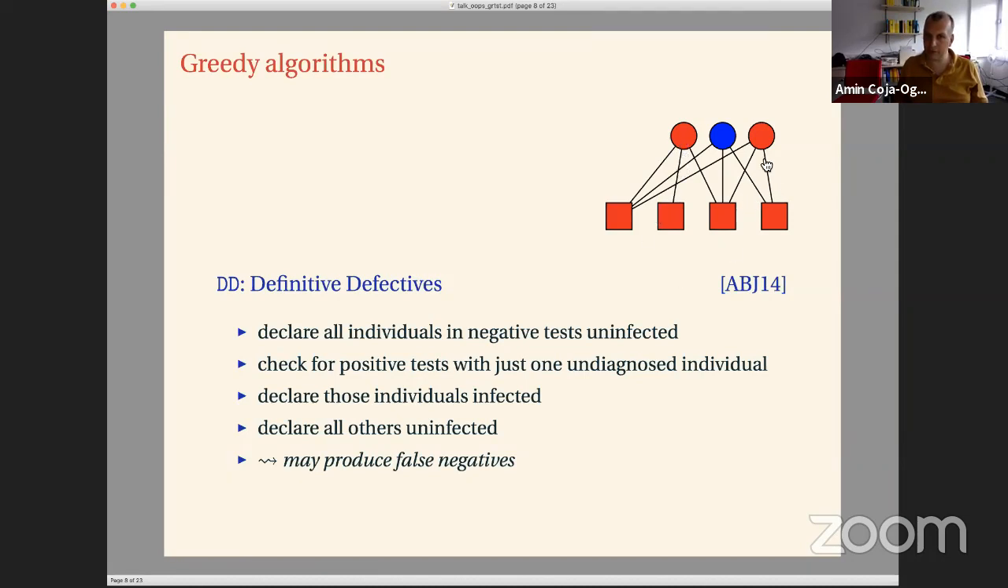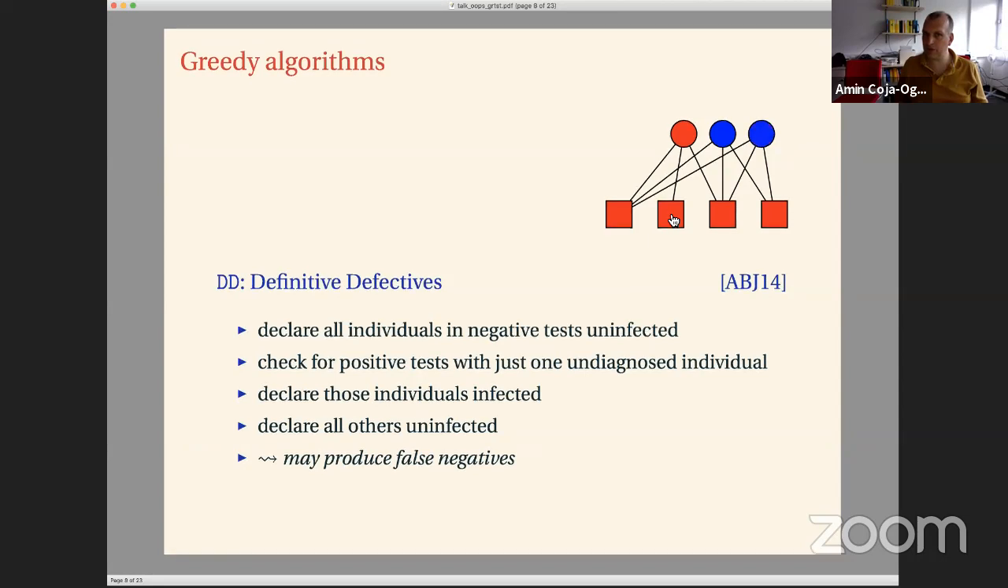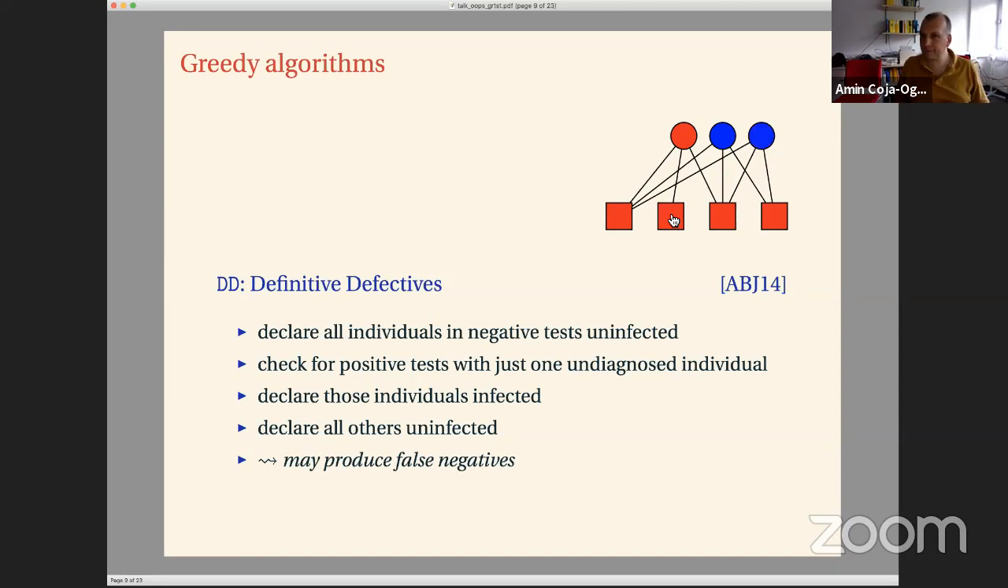And how about the other individuals, the ones where we are not so lucky that they pop up in just a unary test? Well, the DD algorithm will just declare them uninfected. It will just say, you know what, this person is probably fine. It's a very simple-minded procedure. It's going to make mistakes unless it is lucky enough that this simple greedy step is entirely accurate. And in fact, it might produce an output that is inconsistent with the test results. For example, in this case here, there's no explanation why this test should be positive.